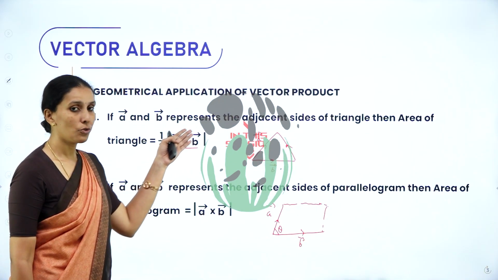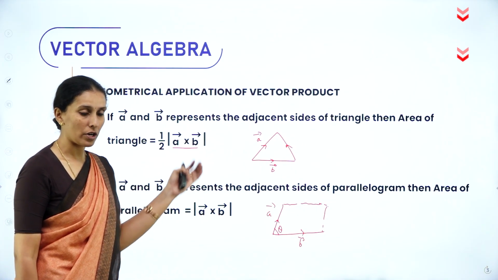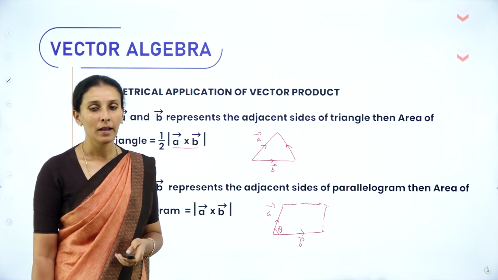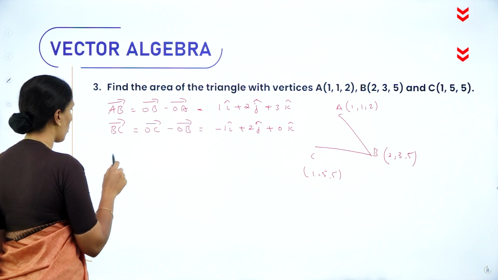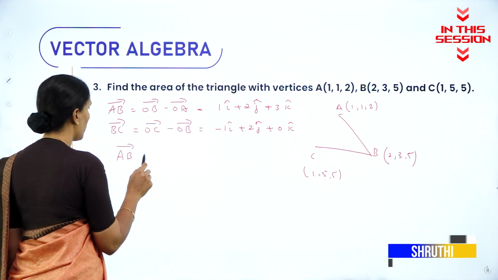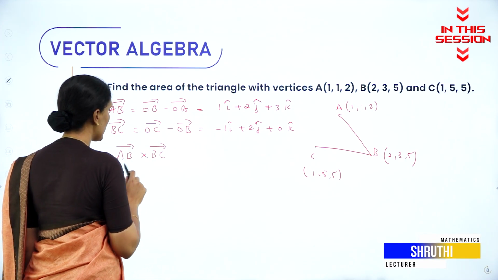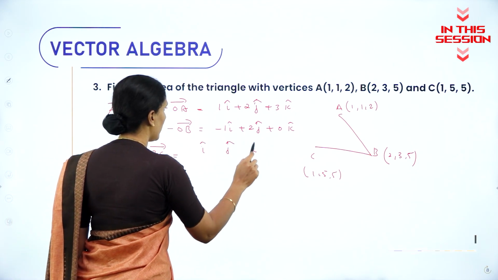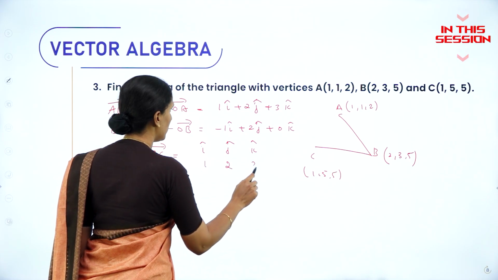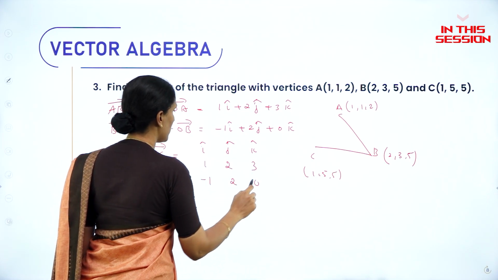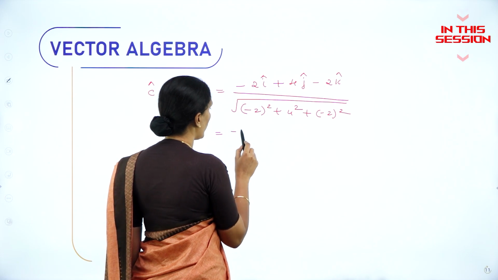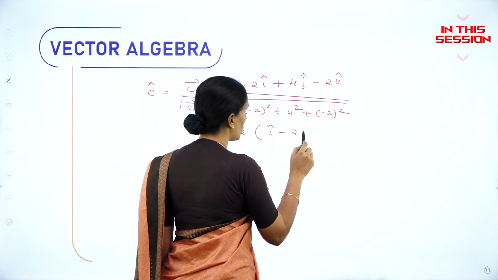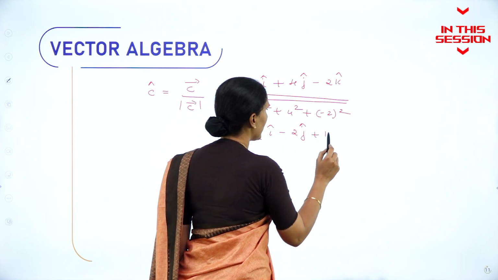Half of magnitude of A cross B represents area of a triangle, and magnitude of A cross B represents the area of the parallelogram. Let us take the cross product of AB cross BC, where these represent the sides of the triangle. This is i, j, k, 1, 2, 3, minus 1, 2, 0. If we take minus 2 as a common factor, then here I'll get i minus 2j plus k.